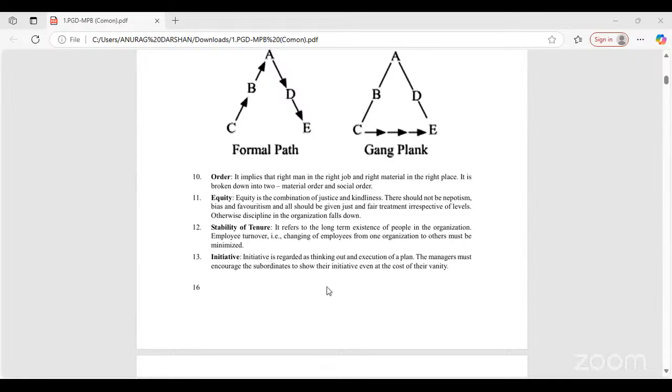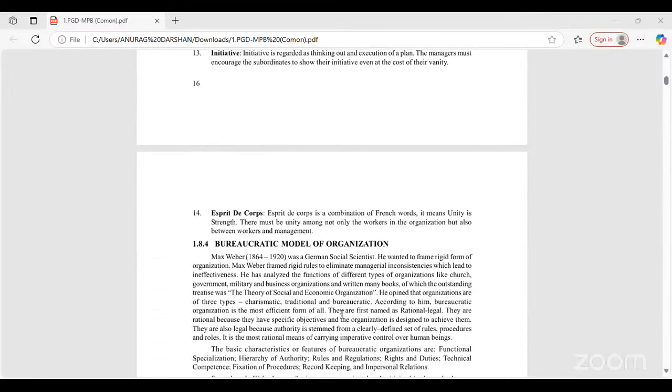And you need to have the initiative. It is regarding the thinking, or it can be the execution of a plan. There should be some kind of initiation. And please don't expect that the initiation will come from the subordinates. Always a leader should initiate. So once the leader initiates, the workers or the subordinates generally follow the orders. And this kind of encouragement is required for the subordinates.